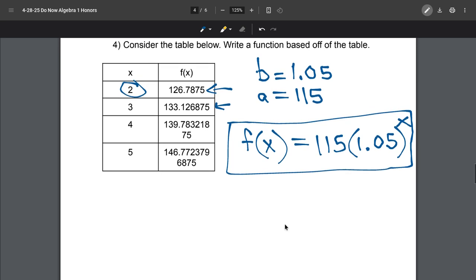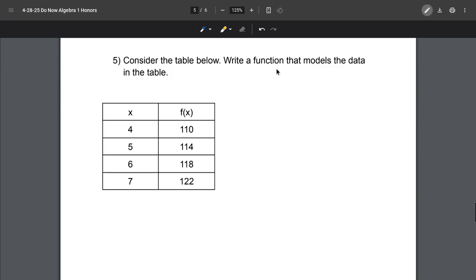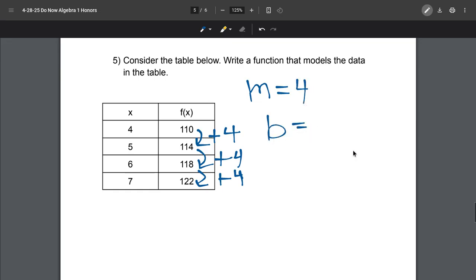Okay, let's go to problem number 5. Consider the table below, write a function that models the data in the table. So I'm jumping by 4 here each time, it looks like. So it's a linear function, constant rate of change. My slope is going to be 4. But I don't know what b is going to be.